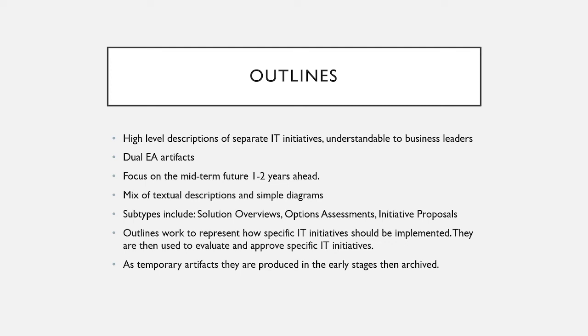A solution overview would be a solution to a problem that exists within the organization, and an initiative proposal would come into play when you yourself or the IT sector of an organization spots sort of a hole and proposes that they could fix it in a way. Outlines work to represent how specific IT initiatives should be implemented. They are then used to evaluate and approve specific IT initiatives. As temporary artifacts, they're produced in the early stages, then archived.